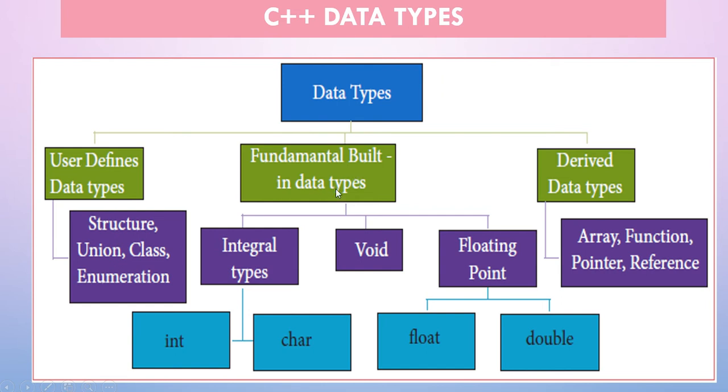In fundamental or built-in data types, these are predefined; C++ has already defined them. What are those? Integral types. Integral types are divided into int and char, and there is also void. Floating point is divided into float and double. Then derived data types are those derived from the existing data types. Those are array, function, pointers and reference here.